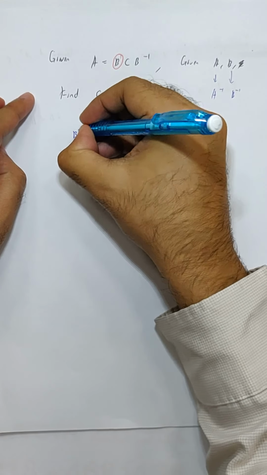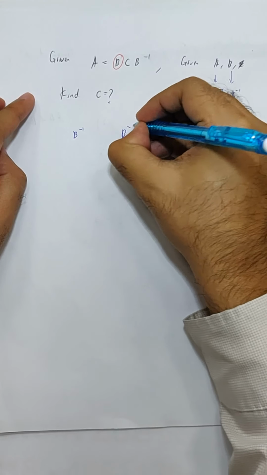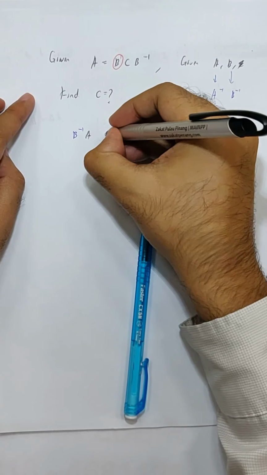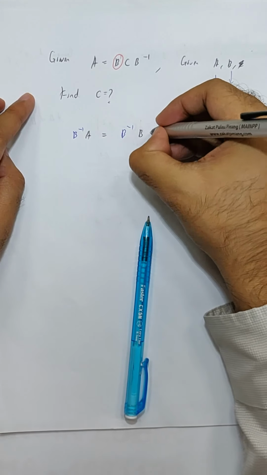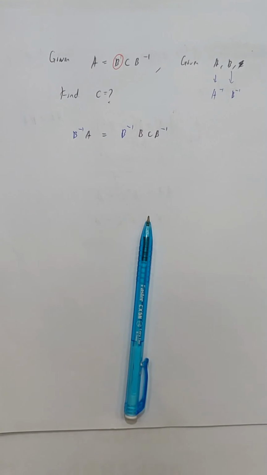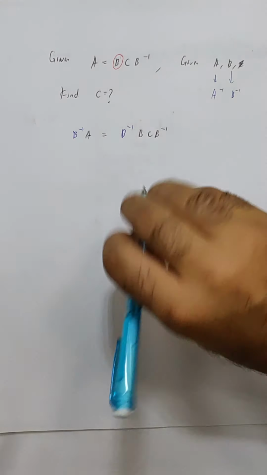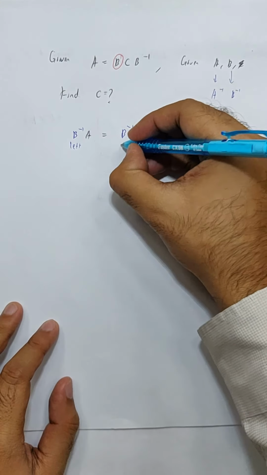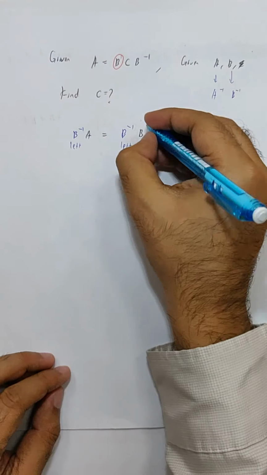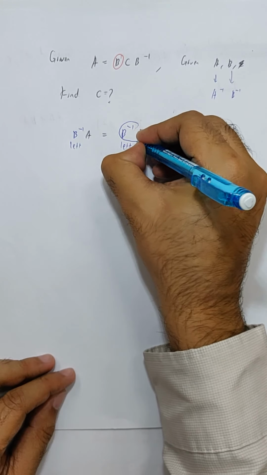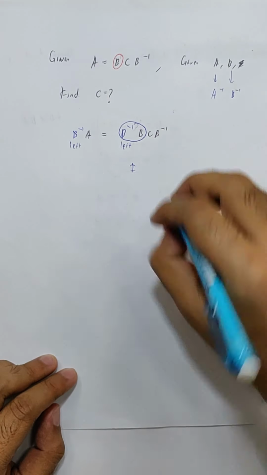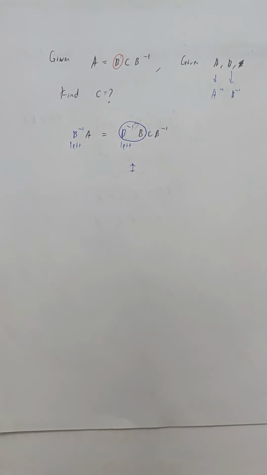So you multiply B inverse. B inverse A equals to B, C, B negative 1. You okay? You're multiplying this one to the left. This will solve. These two, what will you get? I. Very good. So you take one of the bodyguard out.